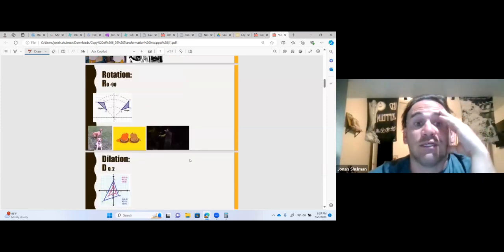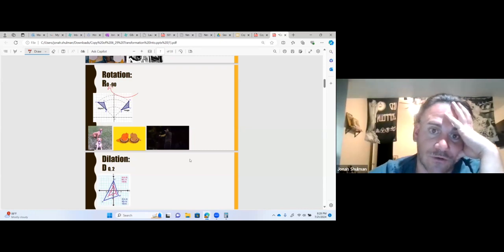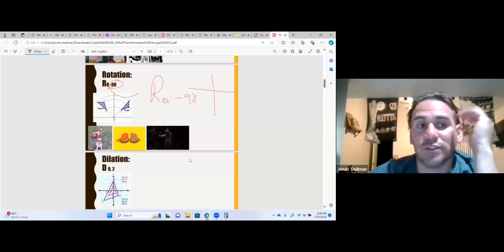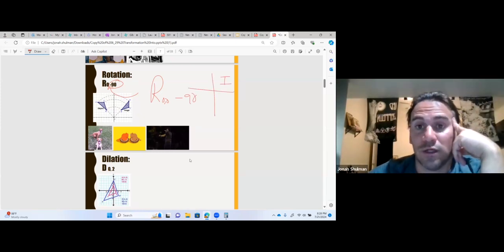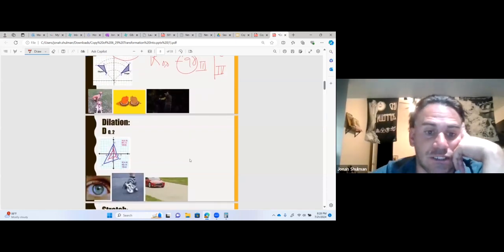All right, here's your rotation. This means from the origin. It could also have a little O if they want. And this is -90. Geometry always goes counterclockwise. So it goes 1, 2, 3, 4. So -90 means which way? Clockwise.